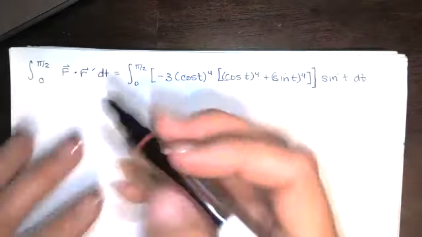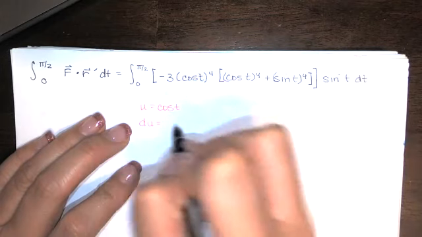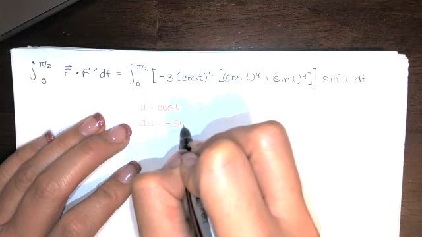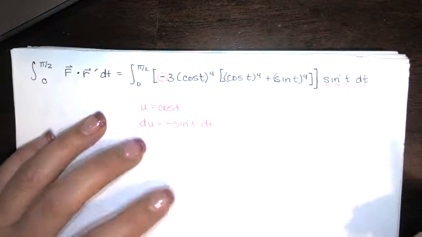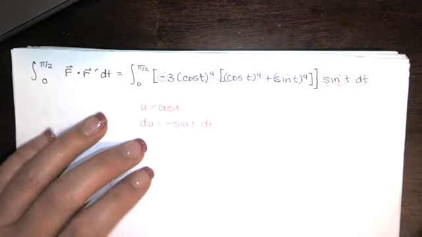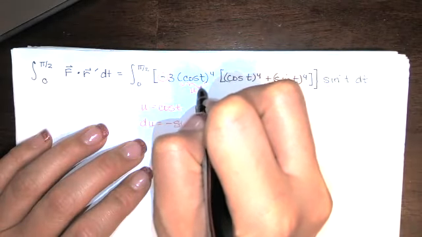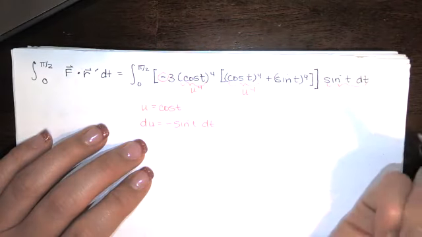So I'm saving that for my du, and I'm letting u equal cosine of t. Well, if u is cosine of t, du is negative sine of t dt. And I actually have a sine of t dt, so I think I'll bring that negative out there. So that's just a du. And then this would be a u to the 4th, because cosine is our u. This would also be a u to the 4th.